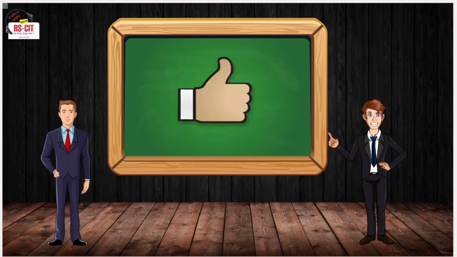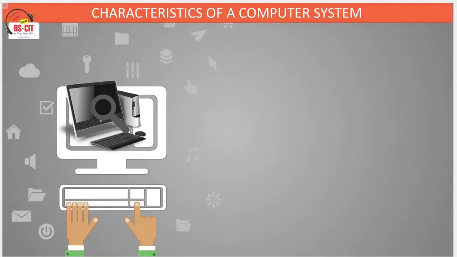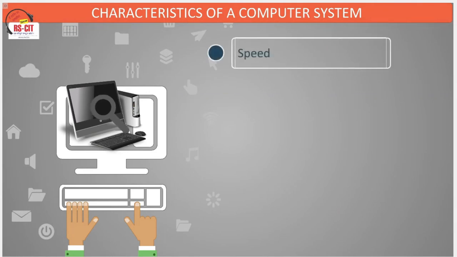Thanks Ramesh, you saved my day. Basic characteristics of a computer system are speed. The computer processes the data at a very high speed. Computers take only a few seconds to process a huge amount of data. That is, millions of instructions may be processed in a second.